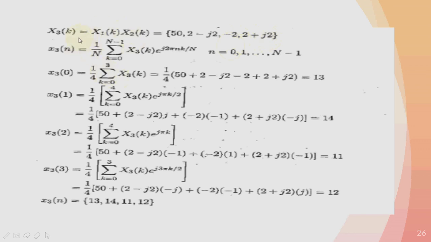After x3 of k, take the IDFT of x3 of k. So x3 of n is equal to 1 by N summation k equal to 0 to N minus 1 of x3 of k e raised to positive j2 pi kn by N. Put the values for n, that is 0 to N minus 1, and perform the operation. After performing the IDFT, you will get 13, 14, 11, 12. This method you can compare with the simple matrix method. Thank you.